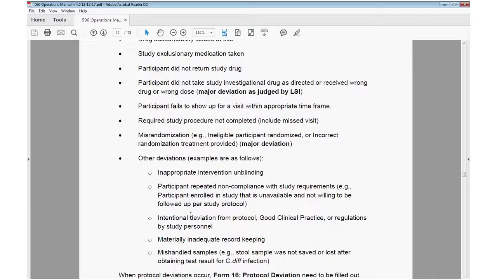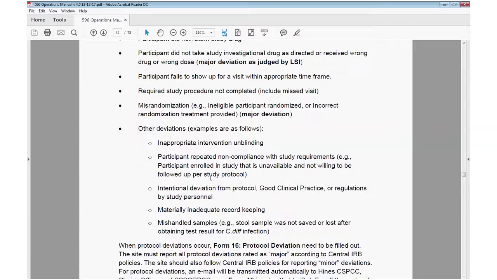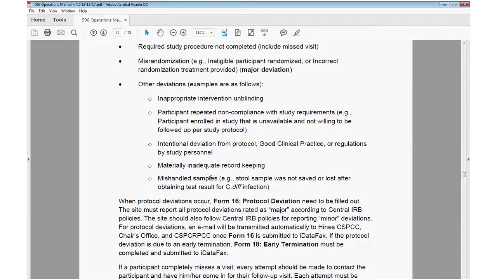Other deviations would be inappropriate intervention on blinding, participant repeated non-compliance with study requirements. For example, participant enrolled in study that is unavailable or not willing to be followed up per study protocol. Intentional deviation from protocol, good clinical practice, or regulations by study personnel. Materially inadequate record keeping, mishandling of sample. Stool sample was not saved or lost after obtaining this test for result preceded infection.